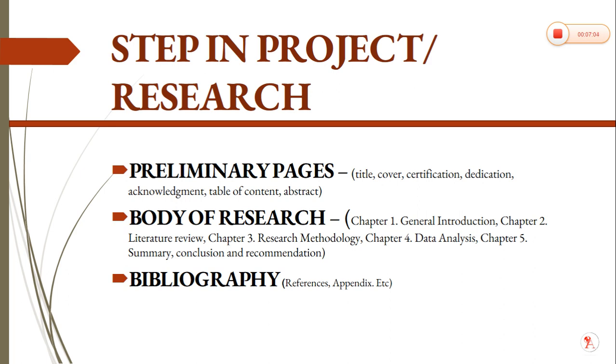One of the steps is A, which is the preliminary pages, which covers your title, the cover, certification, dedication, acknowledgement, table of content, and abstract pages, right? Now this is really the first step in writing your project research, right? You have to have these preliminary pages down. Then you move to the body of research. Now, what is the body of research? Your chapter 1, which is a general introduction to your research work.